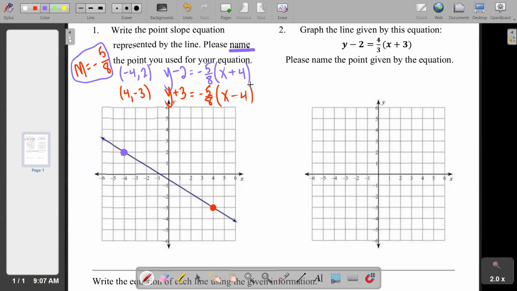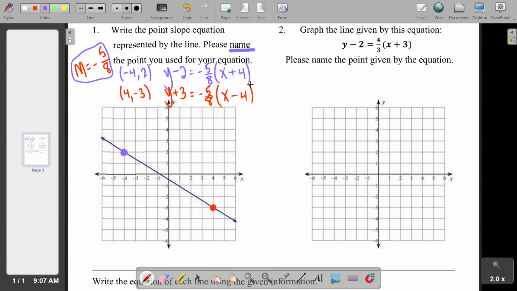All right. So you ride one of the points to the finish line and you pick. Do you have any questions about that problem at all? Okay. In question two, I said, please name the point given by the equation. Tomorrow, I will also add in there, please also name the slope.